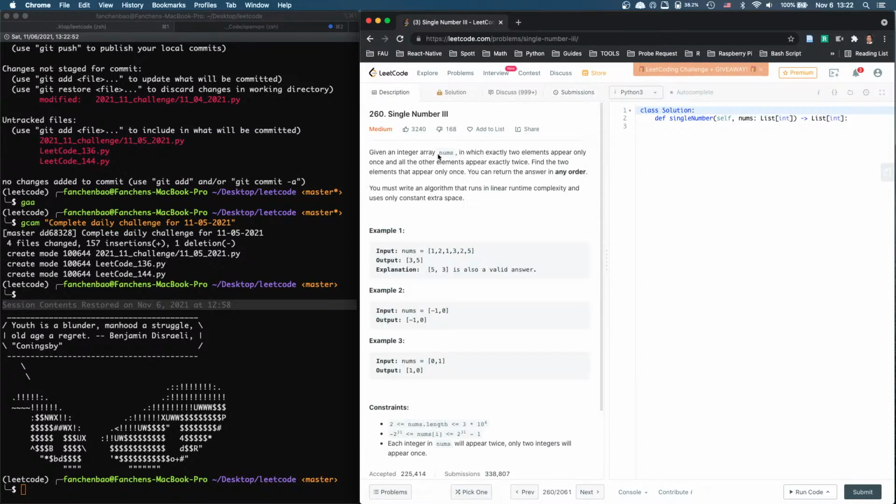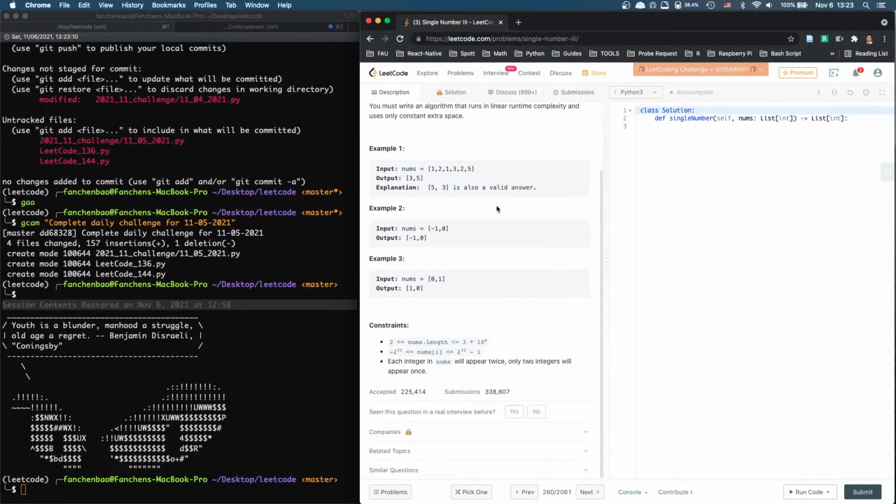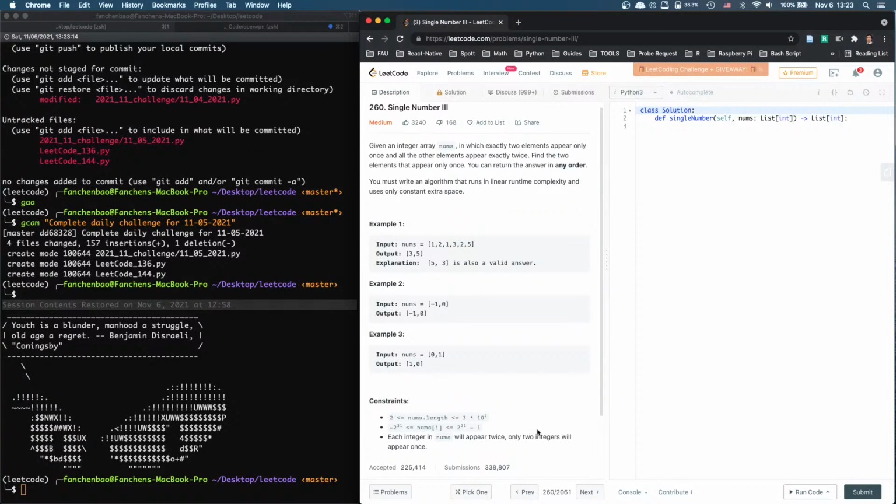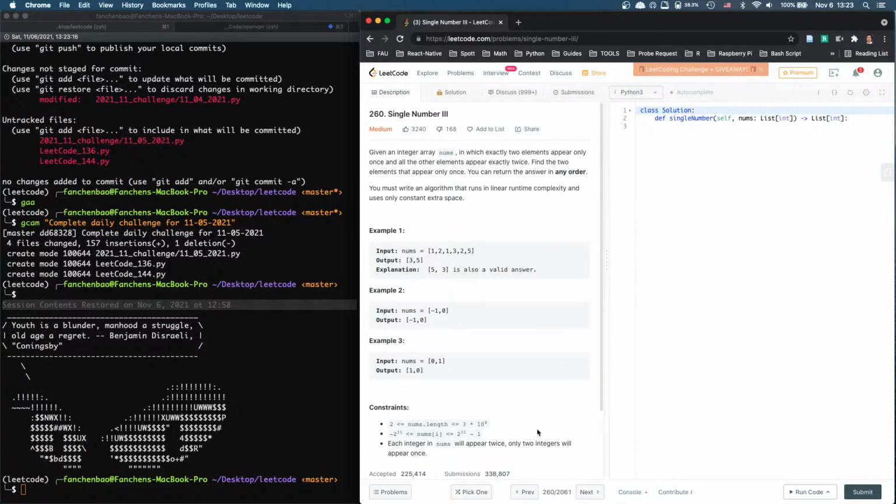Alright, given an integer array nums, in which exactly 2 elements appear only once, and all the other elements appear exactly twice. Find the 2 elements that appear once. You can return the answer in any order. You must write it in linear time and use only constant extra space. So it's exactly the same, except we have 2 integers that appear once. Okay.